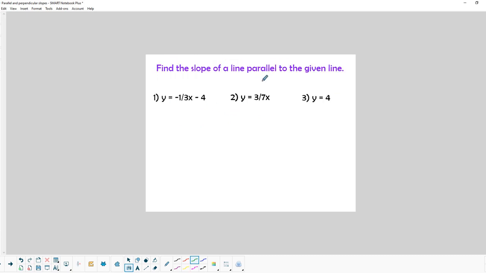So find the slope of a line parallel to the given line. If that's the slope, then any other line that would be parallel to that would have a slope of -1/3. This one, if a line was parallel to it, it would have a slope of 3/7. This one has no slope or 0 slope, so that's a flat line. So the slope of this line would be 0, and so anything parallel to that would also be 0. Okay.